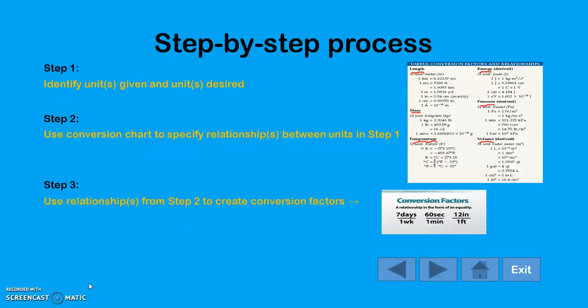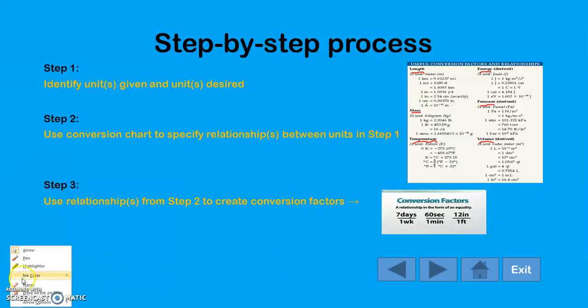Step 3. Use the relationships from step 2 to create your conversion factors. What's a conversion factor? It's a relationship in the form of an equality. 7 days is equivalent to 1 week. Now, 7 and 1 don't equal, but the fact that these two are equivalent allows me to write such a fraction, or what we call a conversion factor. I can write 7 days over 1 week, which is what you see here.